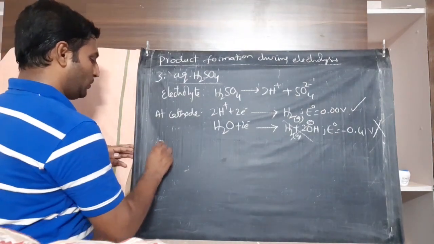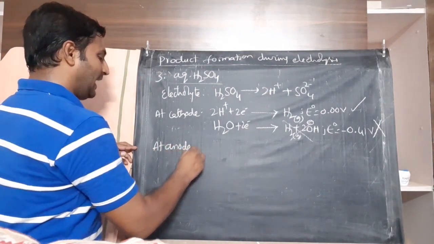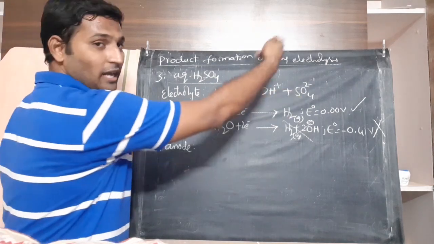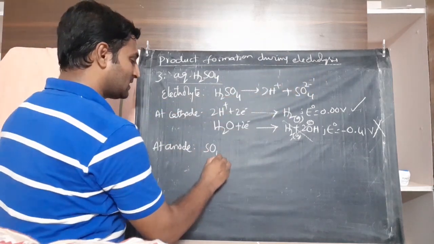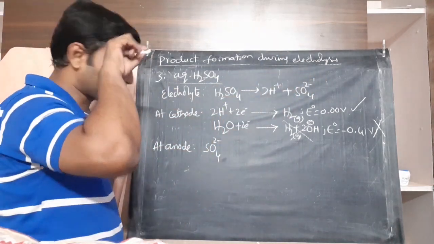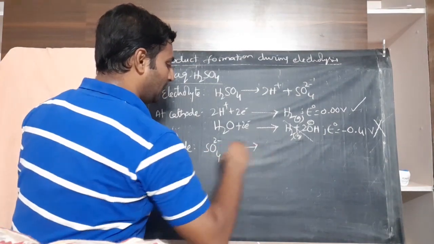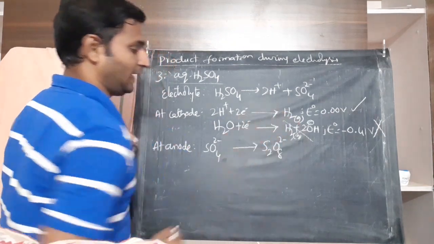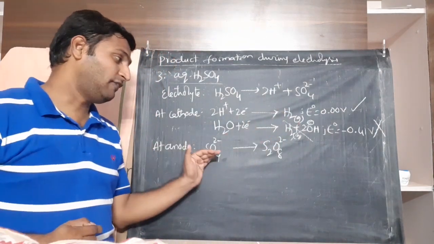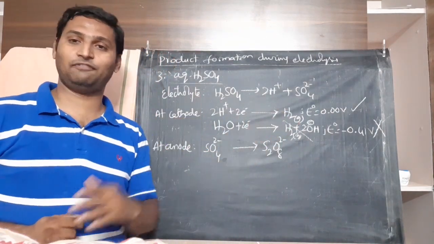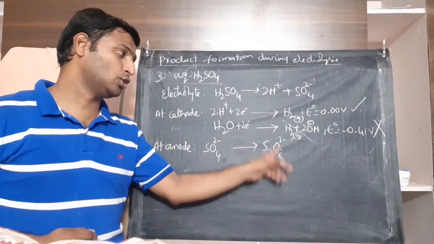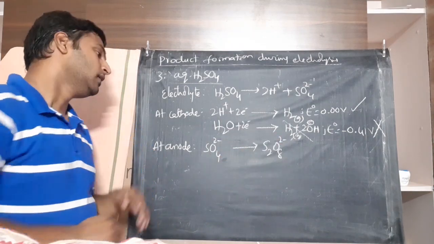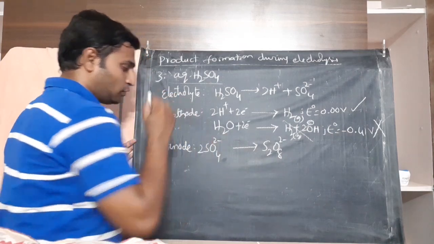Moving to anode. At anode, anions would have migrated to anode, and sulfate ions, when they are undergoing oxidation, liberate peroxysulfate. Means sulfate transforms into peroxysulfate, whose formula is S2O8 2 minus. To balance the atoms, I will have to put 2 here.